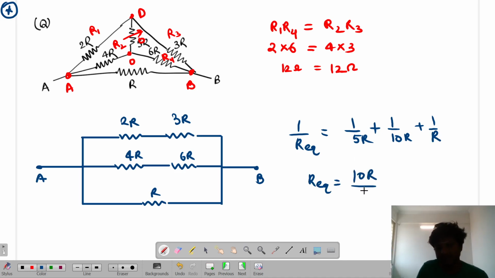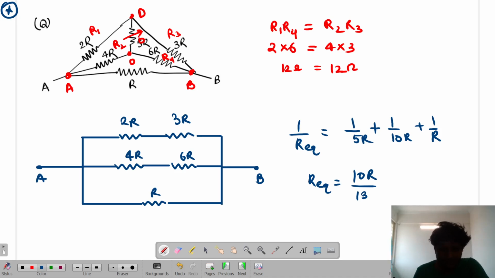I can write it, isn't it? 10R will be LCM 10 plus 2 plus 1. So 10R by 13. Is that clear or not? Got it? So this is how you are going to solve this kind of questions.